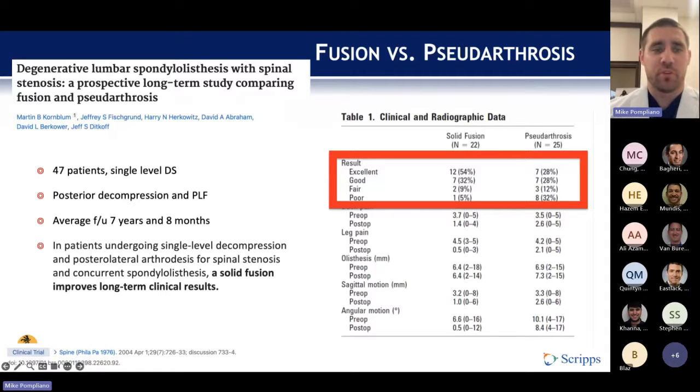Fusion with respect to pseudoarthrosis, 47 patients, single level degenerative spondylolisthesis, posterior decompression, and posterior lateral fusion. This is a longer-term follow-up with average follow-up of 7 years and 8 months. And then in patients undergoing single-level decompression, posterior lateral fusion, a solid fusion improved long-term clinical results. So you can see on the right there, solid versus pseudoarthrosis, and then excellent outcomes, 54% in the solid fusion group and 28% in the pseudoarthrosis. And then if you combine excellent and good, the difference is even greater.